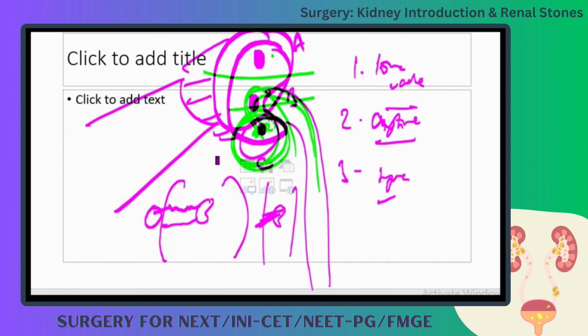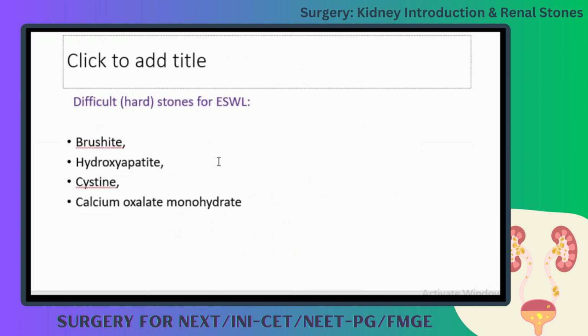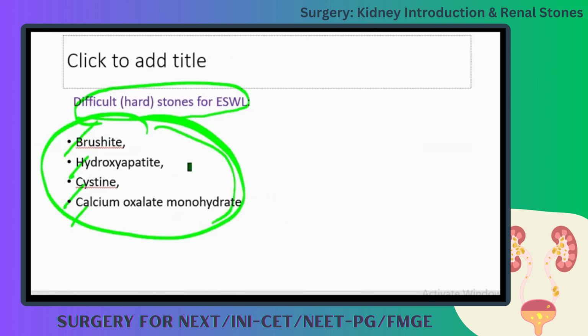So these are the important things: anatomical location of the stone, type of stone, type of patient. These are the difficult or hard stones for ESWL: brushite, hydroxyapatite, cystine, and calcium oxalate monohydrate. These are the difficult stones. Clear? Just remember this.